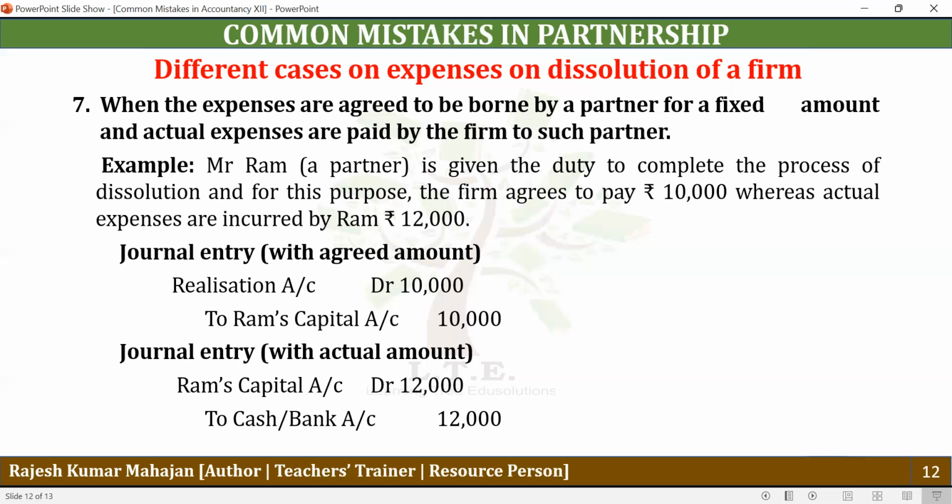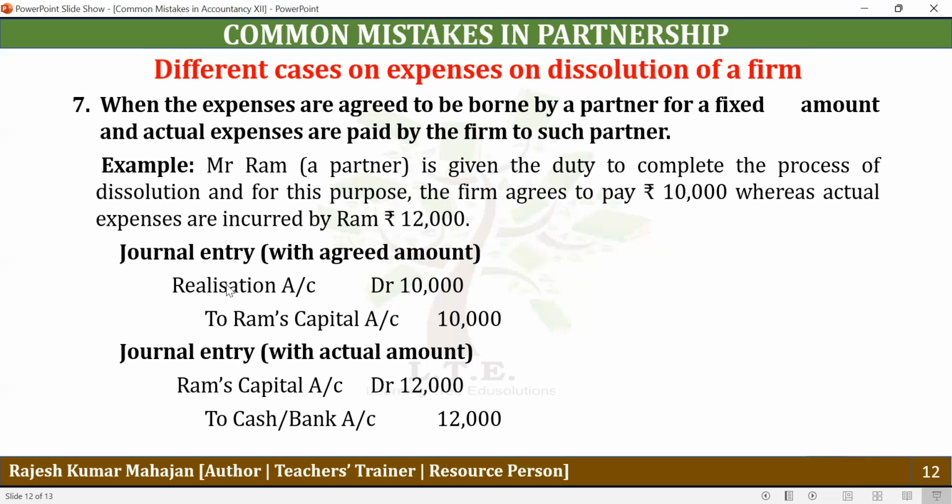And now after agreeing that rupees 10,000 will be borne by the firm, Mr. Ram has involved himself in the process of completing the dissolution. While completing it, he must have needed to pay certain expenditure. So instead of taking cash from the firm to pay the outsider, he preferred to pay rupees 12,000 from his own pocket, assuming that he will receive rupees 12,000 from the firm.